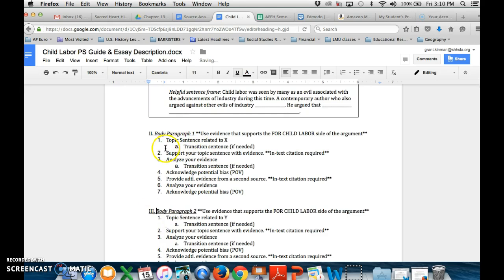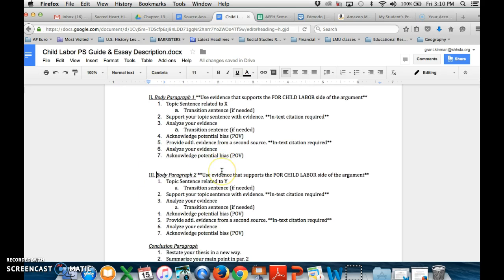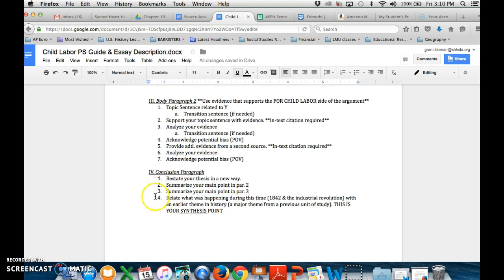For paragraphs 2 and 3, I've given you this helpful structure here. Make sure you follow it. And then for your conclusion paragraph here, paragraph 4, I've given you some structure that you need to use. And then this is where you get your synthesis point. So at the end, you need to relate what's happening here in your essay, child labor, the Industrial Revolution, with some earlier theme in history, a major theme from a previous unit of study.